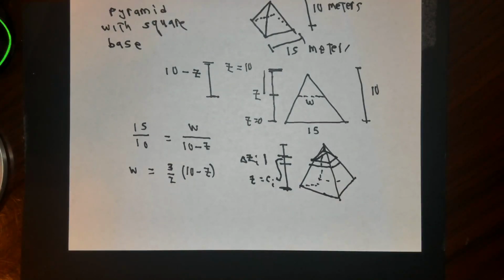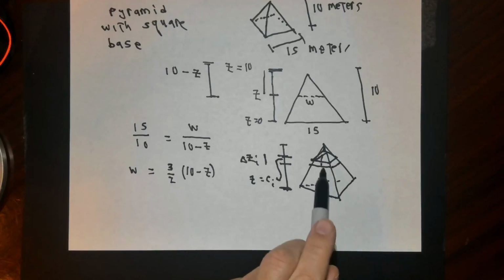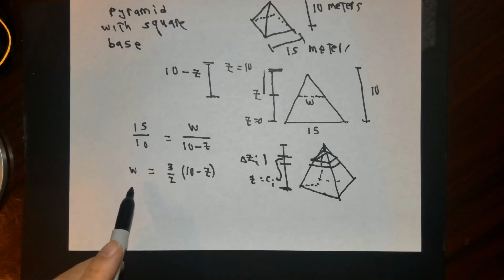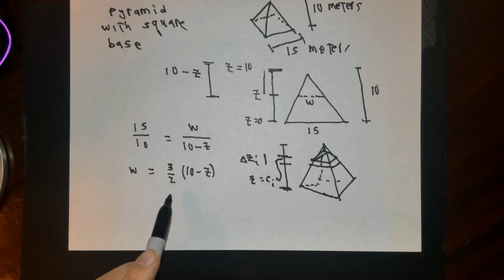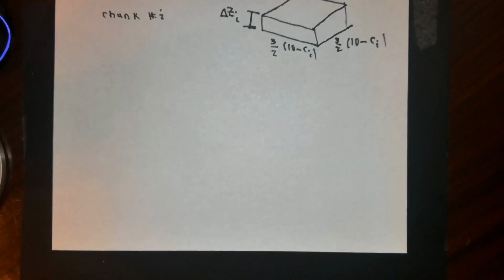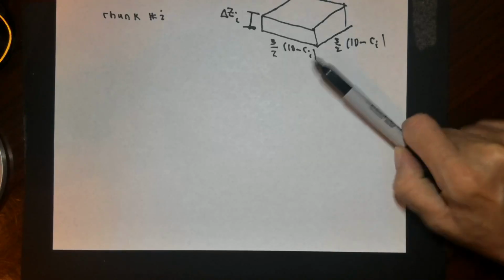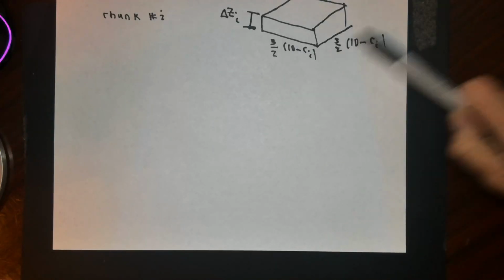The reason that this is interesting to me is I'll now think of dividing the range of z values up into many smaller ones. This will correspond, for each individual piece, to a shape that's roughly a rectangular box with a square bottom. I'll select a representative z value within this chunk. The w, as we said, is 3/2 times 10 minus z.